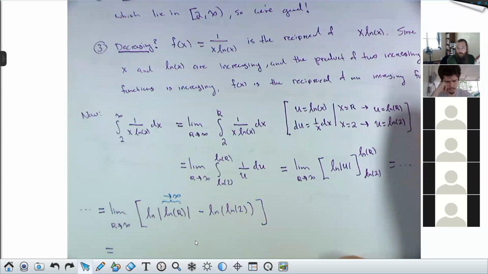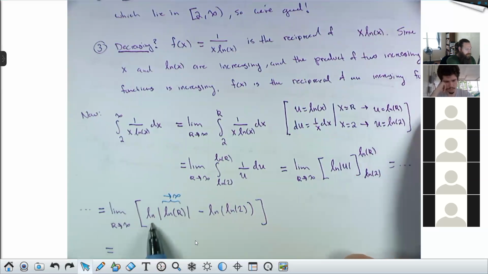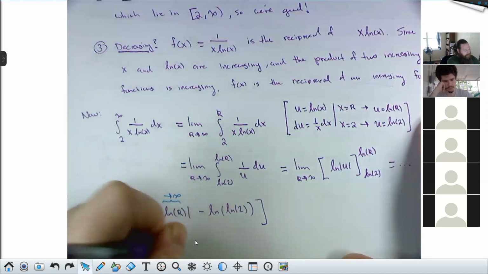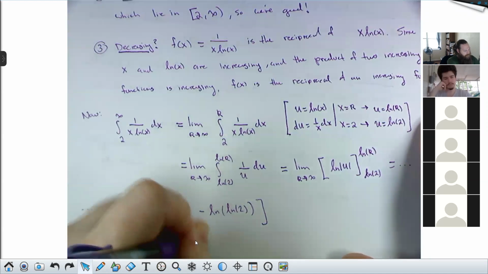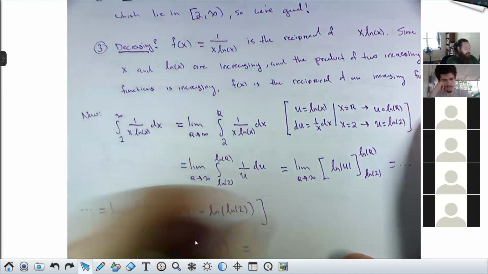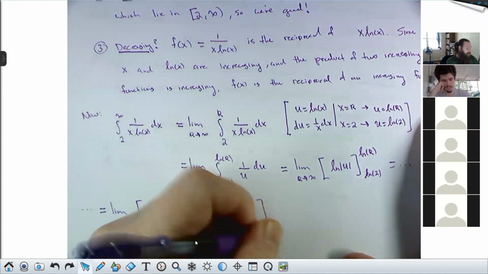It does it very slowly. The natural log of r very slowly goes to infinity, but it does go to infinity. So this thing is like the natural log of infinity, and that goes to infinity. So this is like ln of infinity minus ln of 2. And since the ln of infinity is infinity, this is infinity.